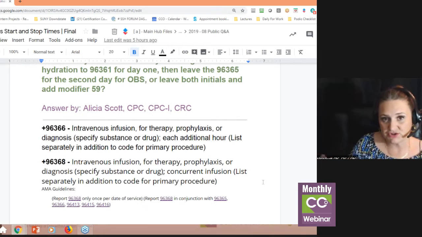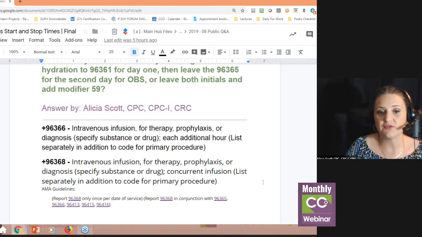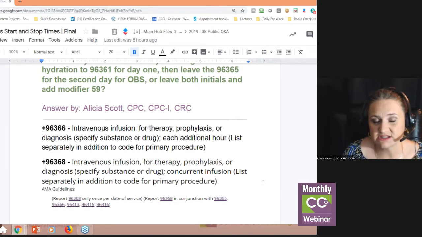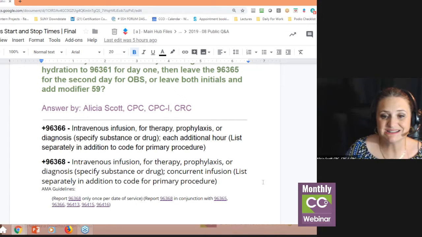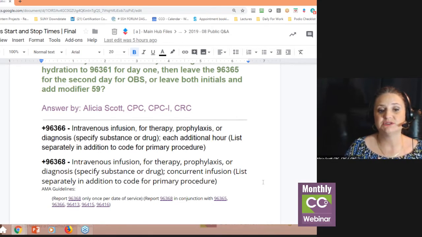But if you do that, you've got to make sure, if you're infusing a drug or substance, you got to list that. So each additional hour, and you're going to list it separate from the primary procedure. Okay, so we're doing an IV infusion, and for one of the three reasons, but for that additional hour. And then it says, but I want to also use 96368, which ultimately is the same thing, except it's for a concurrent infusion. Okay, so now we have a code that we don't know which code that she picked, but we've got it. She wants to know, can we use an add-on code for that additional hour? And then would we be able to use the 96368 for a concurrent infusion?